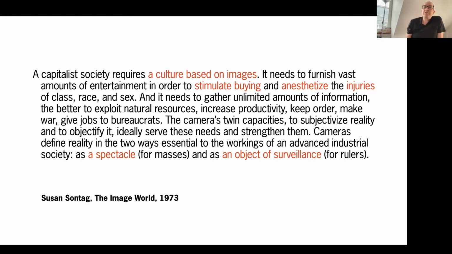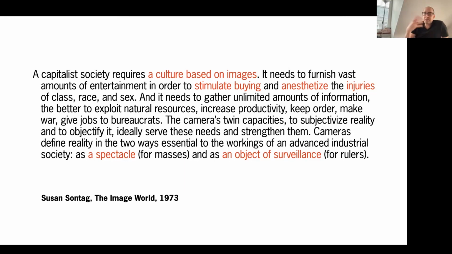She said, "A capitalist society requires a culture based on image. It needs to furnish vast amounts of entertainment in order to stimulate buying and anesthetize the injuries of class, race, and sex. And it needs to gather unlimited amounts of information, the better to exploit natural resources, increase productivity, keep order, make war, give jobs to bureaucrats. The camera's twin capacities to subjectivize reality and to objectify it ideally serves these needs and strengthens them. Cameras define reality in the two ways essential to the working of an advanced industrial society, as a spectacle for masses and as an object of surveillance."